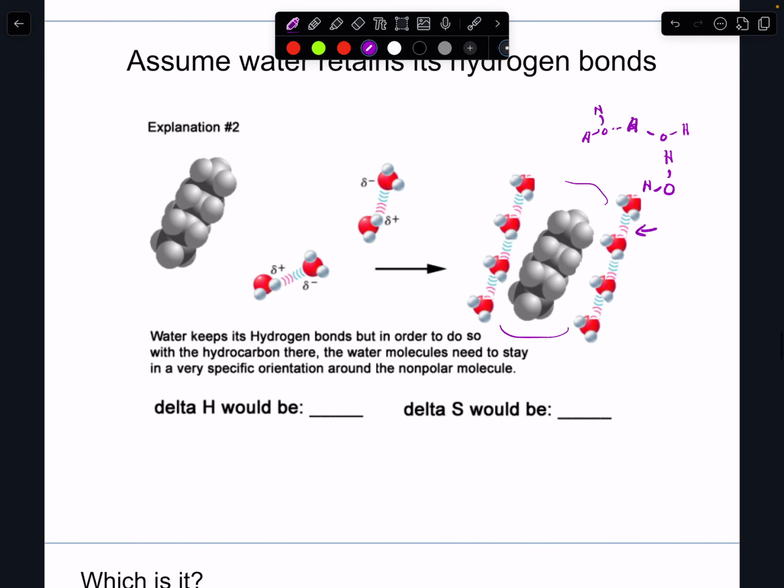If that were the case, the delta H, the enthalpy change, would be really small because you're not really breaking any hydrogen bonds. But the delta S would be very negative, which would be disfavored. It's negative because the water molecules now are much more constrained in their motions than they would have been. So those are our two options.